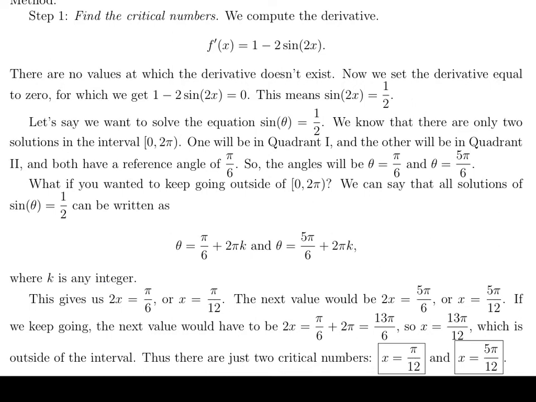So we know that theta is equal to pi over 6. Theta is 2x, so that gives us this equation here. And if we solve that, then we get pi over 12. This guy here.